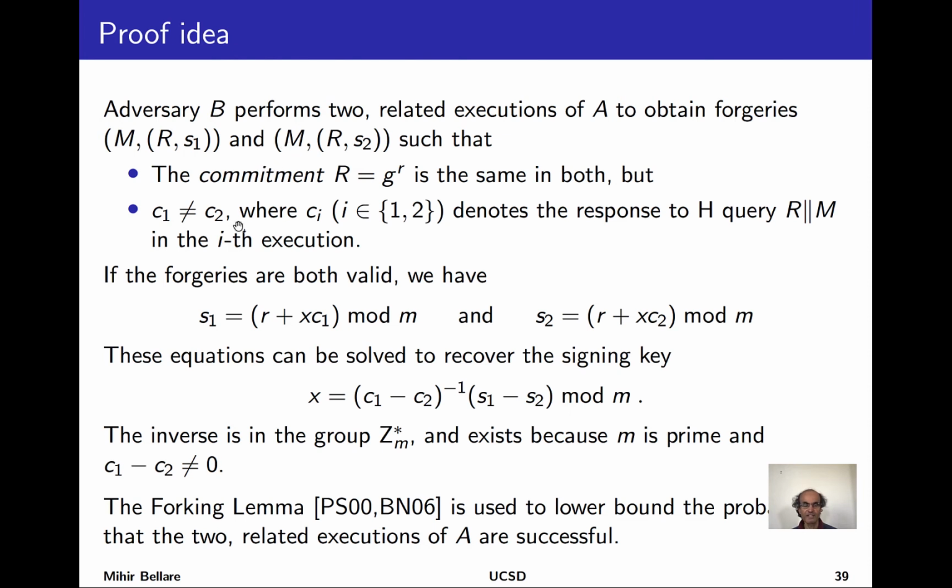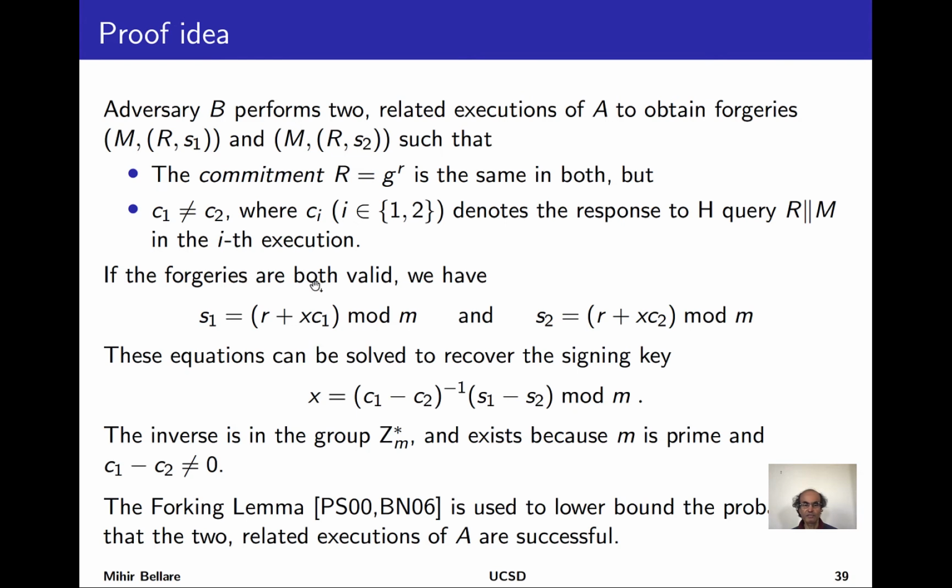The second condition is, now remember that there are two runs, and in each of them, all the hash queries made by A are getting responses. One of those hash queries will be R concat M, because that's what's used in the forgery. We require that the responses of the random oracle in the two executions to that same query are different, which will be true with very high probability.